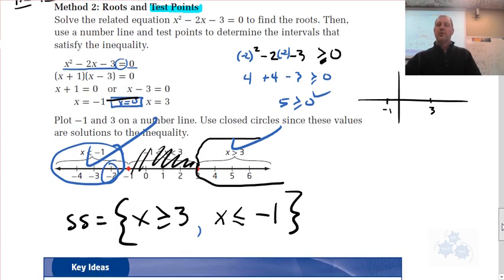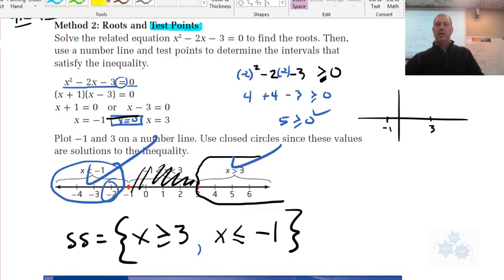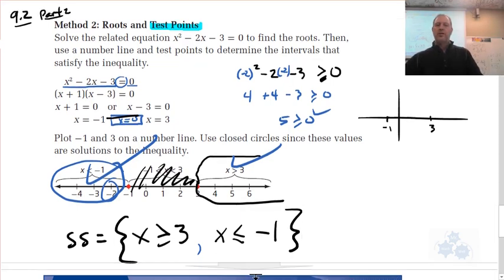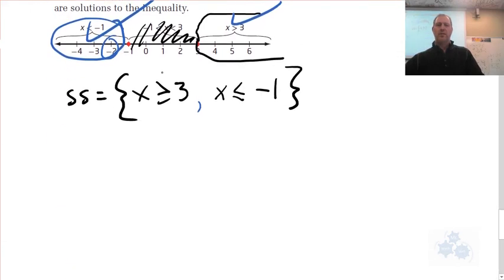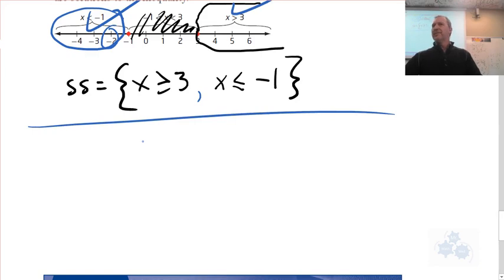This whole idea of roots and test points is going to be very, very important when we get into pre-calculus and calculus. And I won't talk too much about it right now, but we're going to do something, and you tell me if you've ever heard of this before, if we've done this. I don't think we have. But have we ever done something called sign analysis? Probably not. So anyways, I won't talk too much about it.